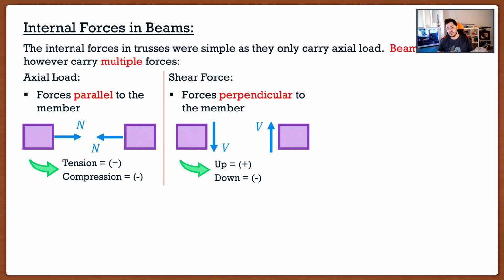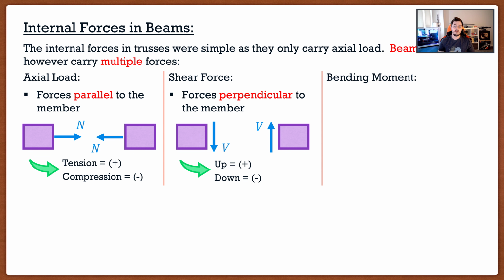Remember, in trusses, if we got a member that was negative, we just said it's in compression. Here for shear, if it's negative, we just say it's negative 10, negative 20. We don't try to convert it to something else. Now, the final force is what we actually call a bending moment. I tricked you guys. I said force, but it's actually going to be a moment.